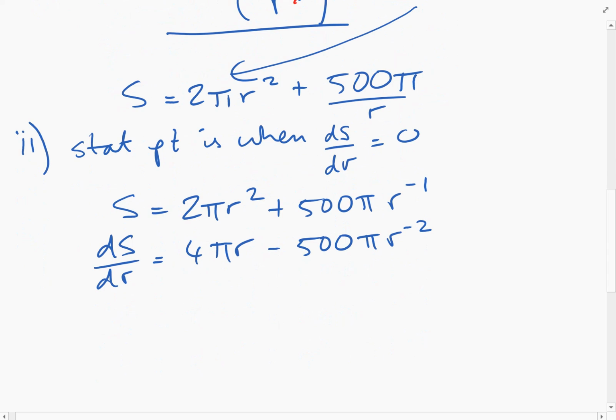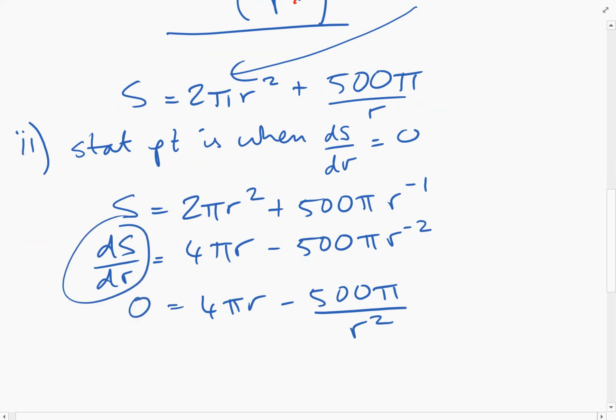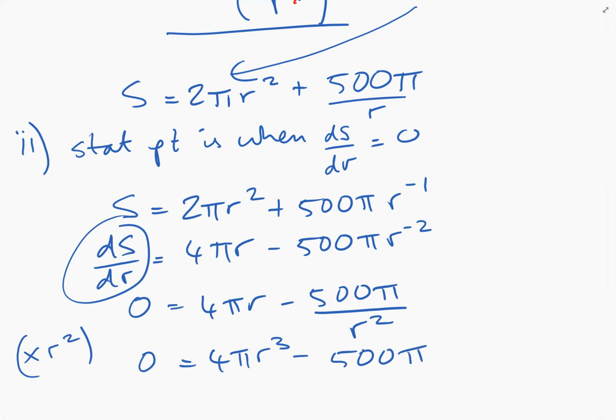I think it's easier to work with if we make that r squared on the bottom. And don't forget, we're trying to find the stationary points. We need to make ds by dr equal to 0. Now to solve this, let's multiply everything by r squared. So we get 0 equals 4 pi r cubed, sorry, minus 500 pi. All the pi's can cancel.